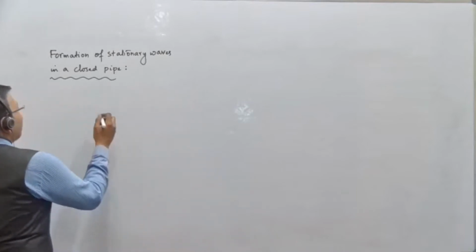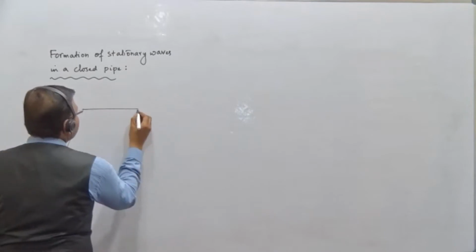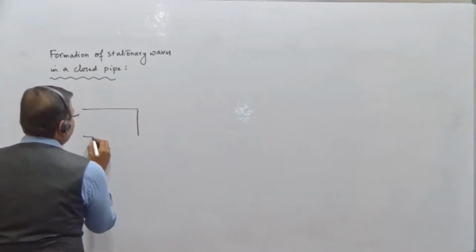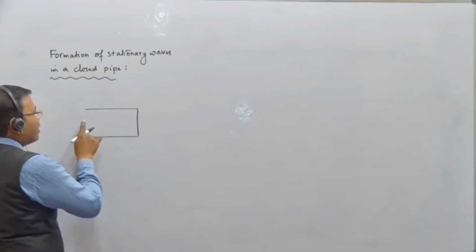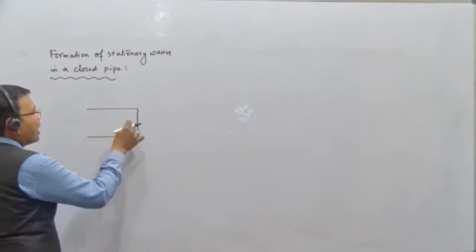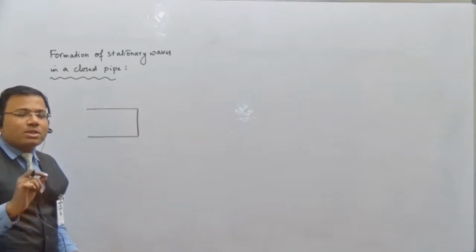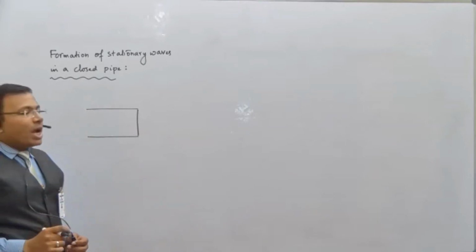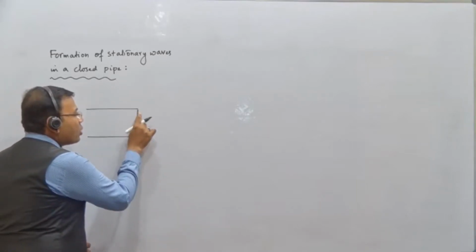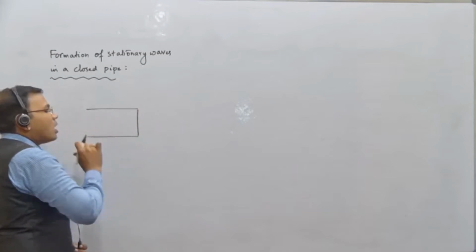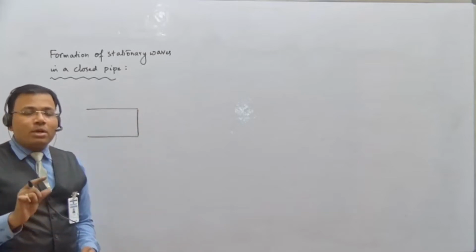For example, you can see here, this is the situation. You can see clearly, one side is open, another side is closed. Such a type of pipe we are calling a closed pipe. And always a node is formed at the closed end, and antinodes are formed at the open end. Antinodes are always formed at the open end.